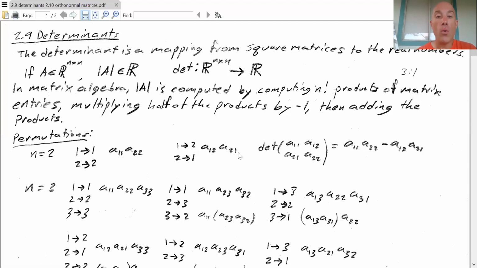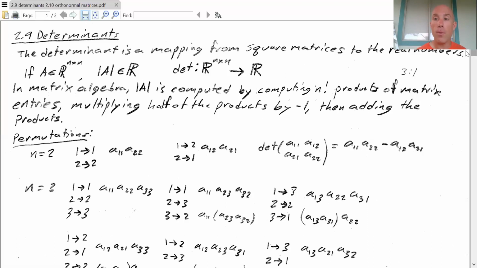A11, A22, A12, A21. Now, half of them are going to be positive, half of them are going to be negative. This one is going to be positive, and this one is negative. When I look at the formula over here, you notice that this is multiplied by a positive one, and this is multiplied by a negative one. Then I add them up.